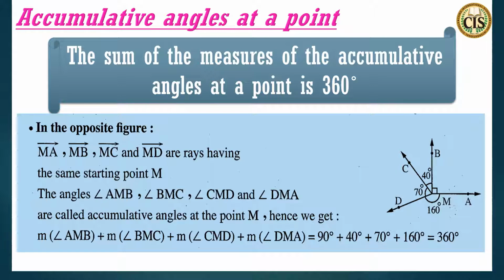Hence we get measure angle AMB plus measure angle BMC plus measure angle CMD plus measure angle DMA equals 90 degrees plus 40 degrees plus 70 degrees plus 160 degrees, which equals 360 degrees.